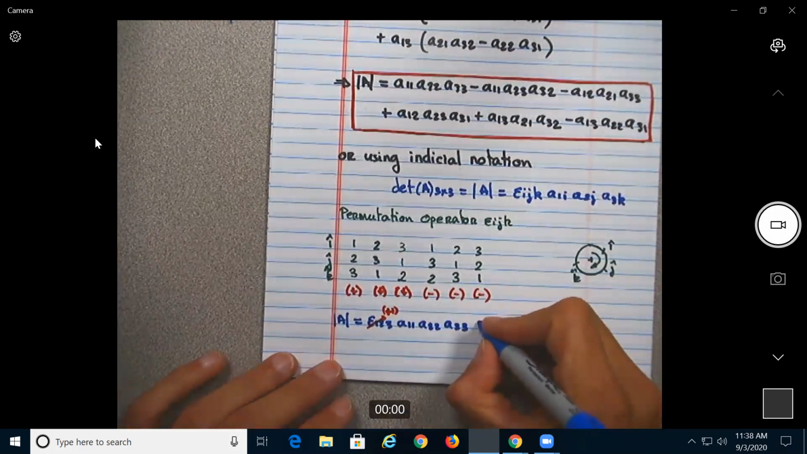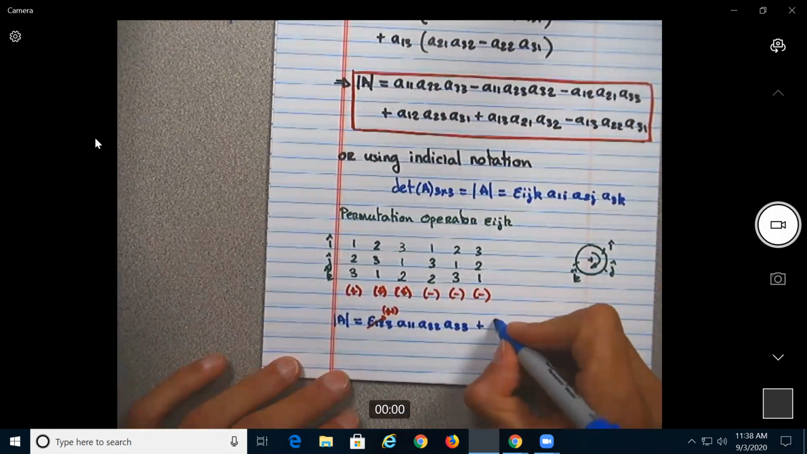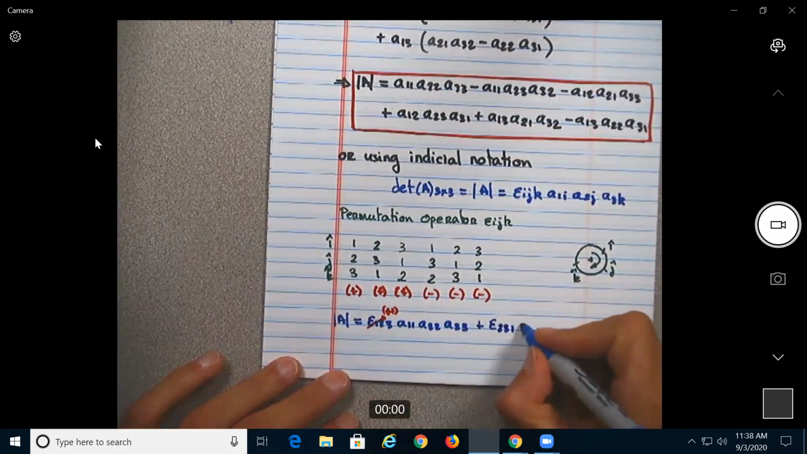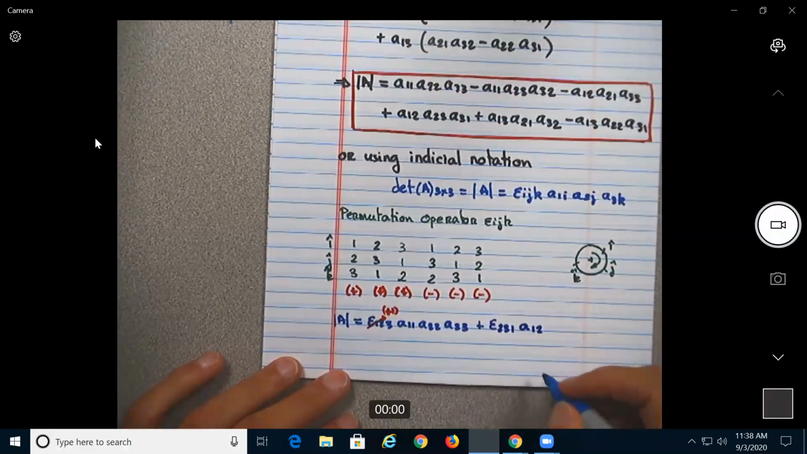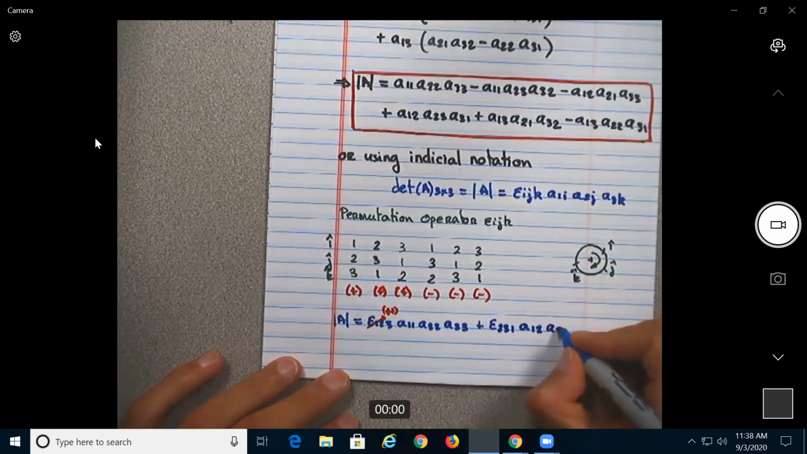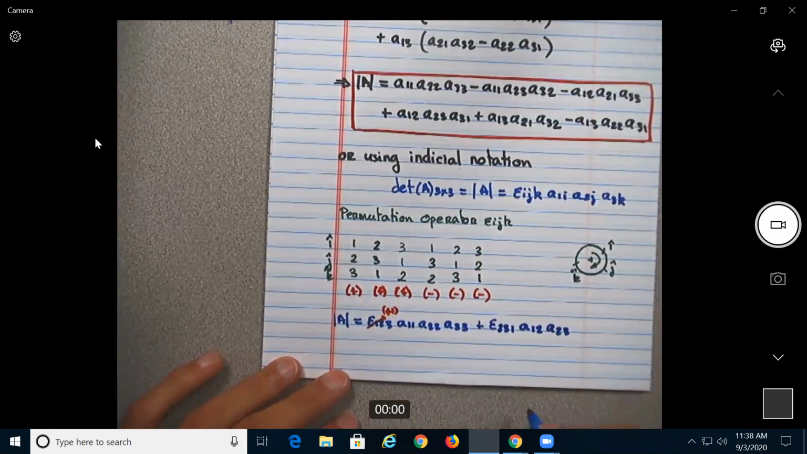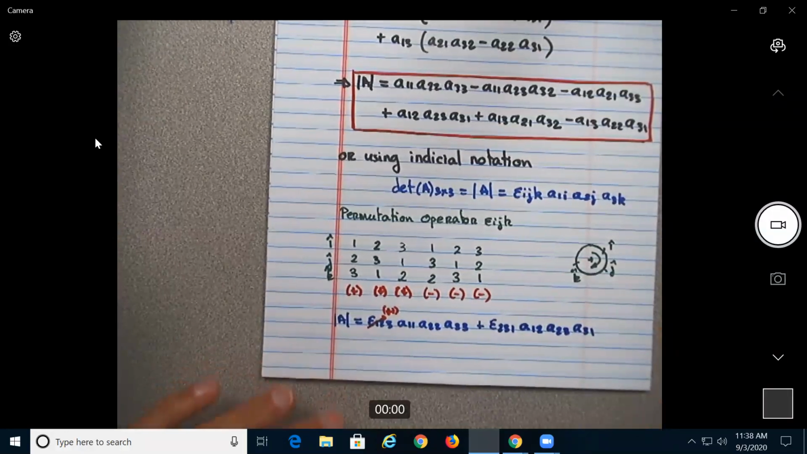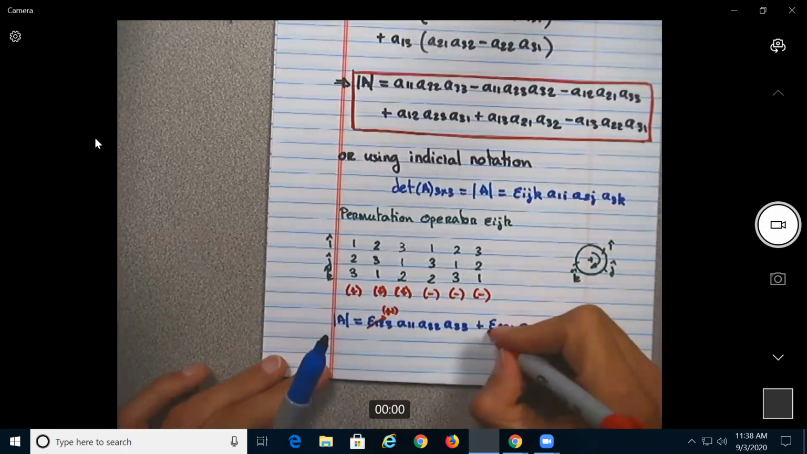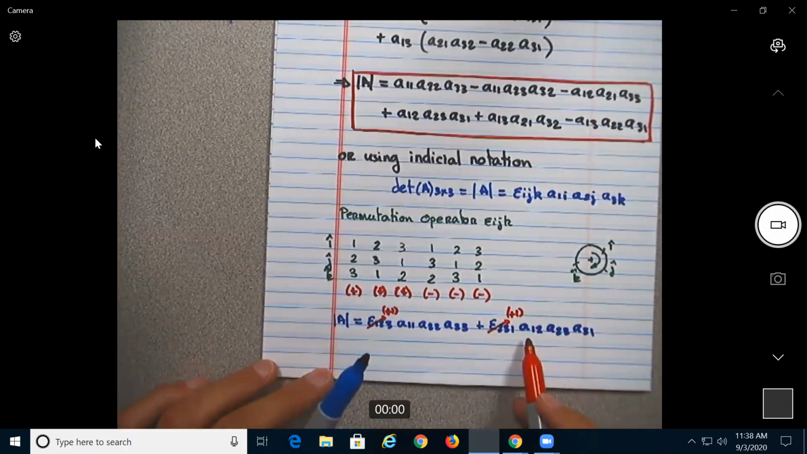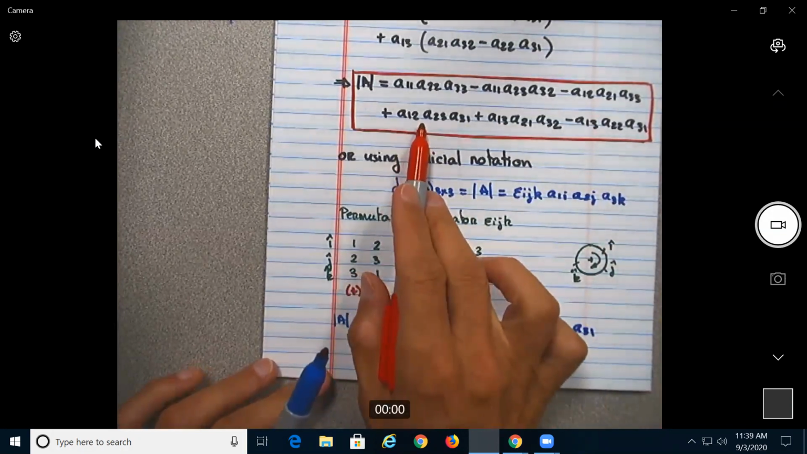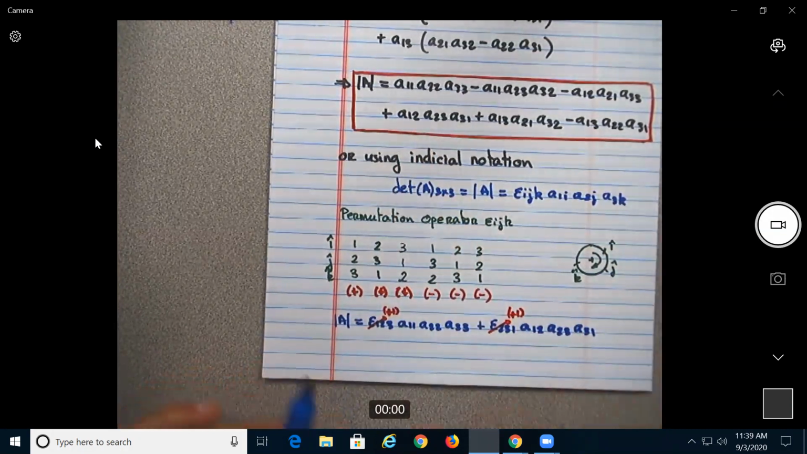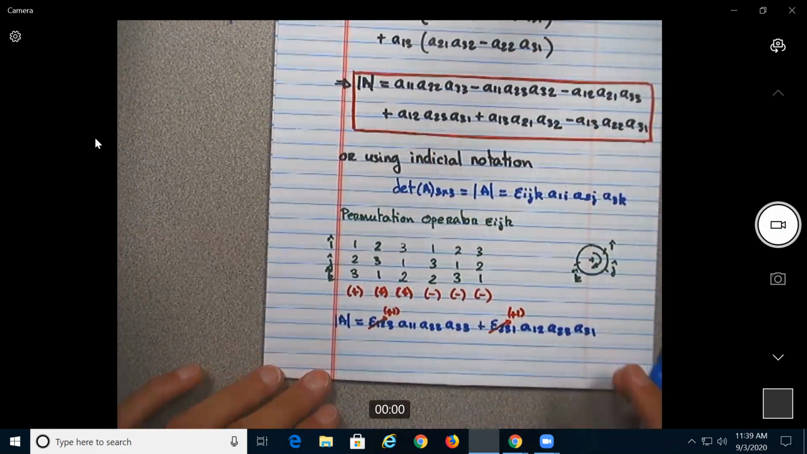Now let's follow this one, plus epsilon 2, 3, 1. This will give you what? A 1, 2, A 2, 3, A 3, 1. And again, this one will be positive. And this one will correspond to which one? This term over here. Okay? So basically we have the same thing. All right, so let's keep going.